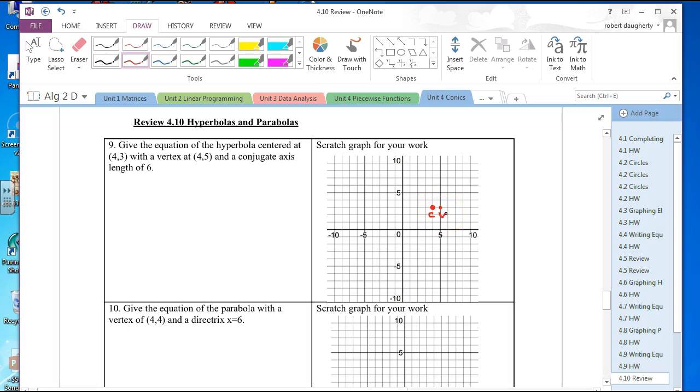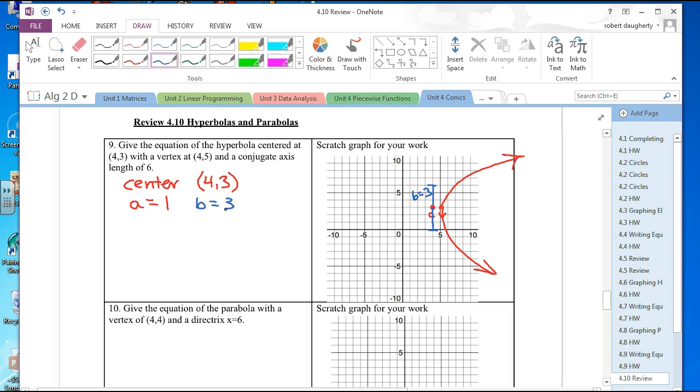Okay, I immediately know that this is a horizontal hyperbola. So if I've got the center and the vertex, that's what I have. So I know that the center is 4, 3. And that vertex tells me that A is equal to 1. And it has a conjugate axis of length 6. So the conjugate axis goes up 3 and down 3. That's how it has a length of 6. What it means to me is that B is equal to 3.